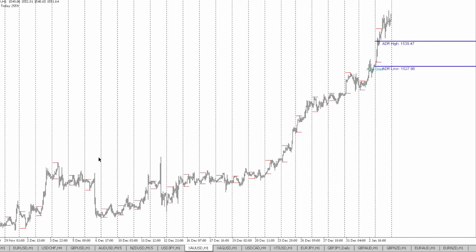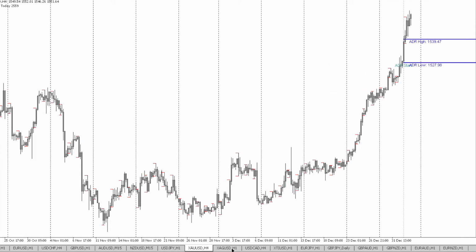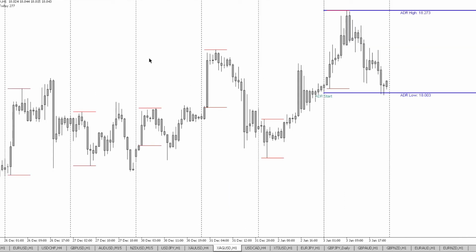Gold's very good for Asia session, to be honest. With gold, you see a lot of the times it trades below the Asia session and then reverses, because we are in a bullish market right now. So it's just taking liquidity to the other side of the market.